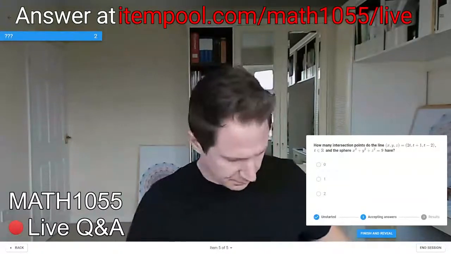We have three options: 0, 1, and 2. It could happen that the line and the sphere are completely disjoint, so they don't meet at all. So there are no intersection points. It could be that the line just touches the sphere, so it has one intersection point with the sphere, and it also could completely go through the sphere, so go in at one point and come out at another point, making two intersection points with the sphere.